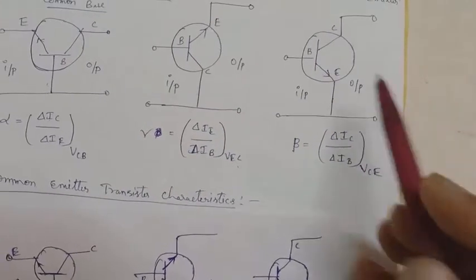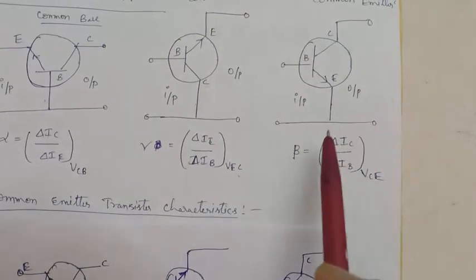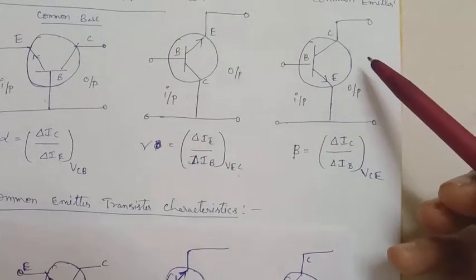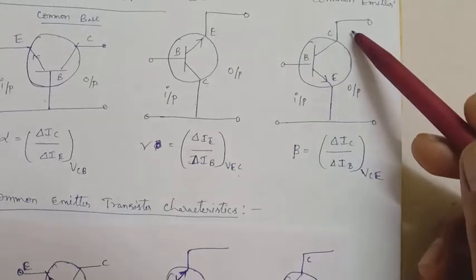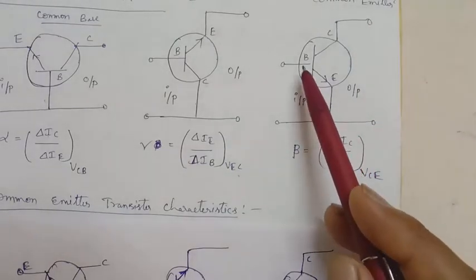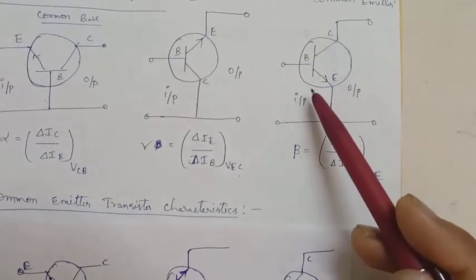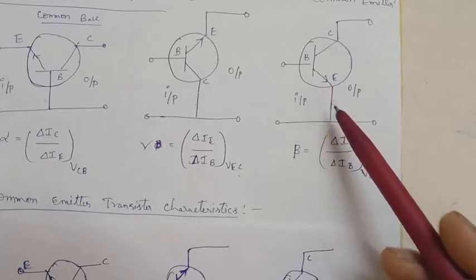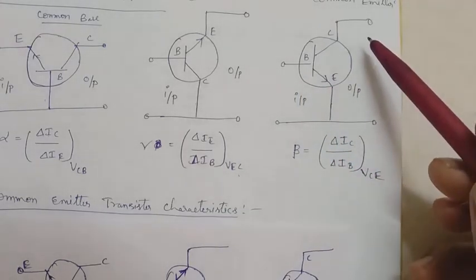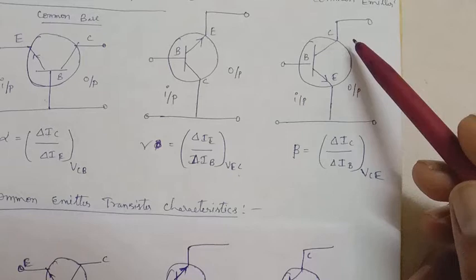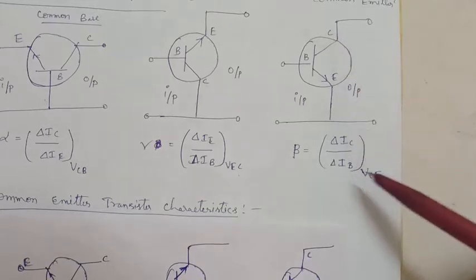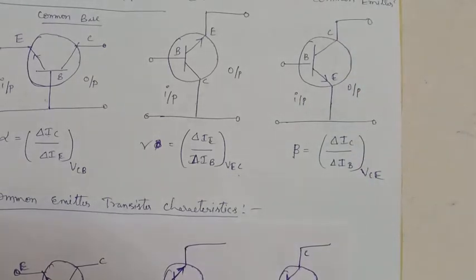And in case of common emitter configuration, the output current is taken from the collector current and the input current is taken from the base. That means the change in output collector current to the change in base current at constant voltage between collector and emitter. These are the amplification factors: alpha, beta, gamma.